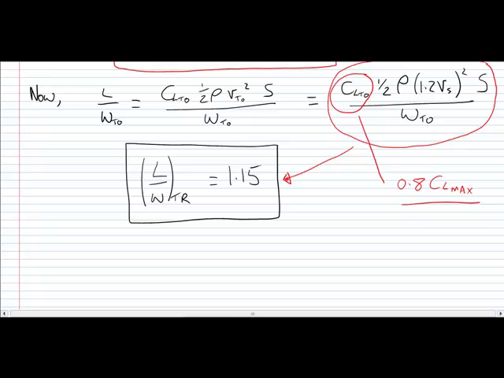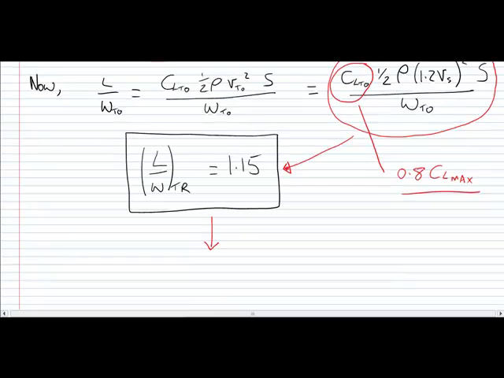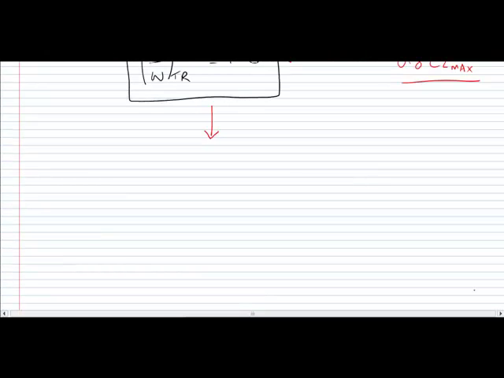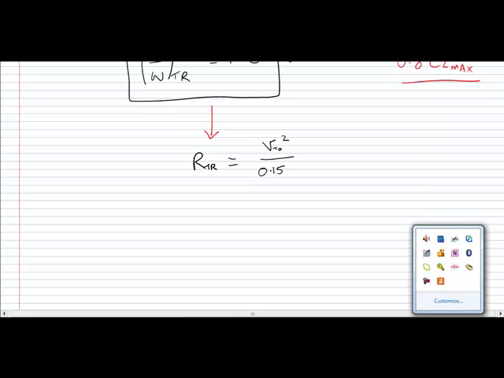Now from this we can quickly deduce that R_TR, which defines the radius of curvature of the path the aircraft is going to travel through during this transition phase, is simply given by V_T0 squared over 0.15. You can have a go at proving that yourself.